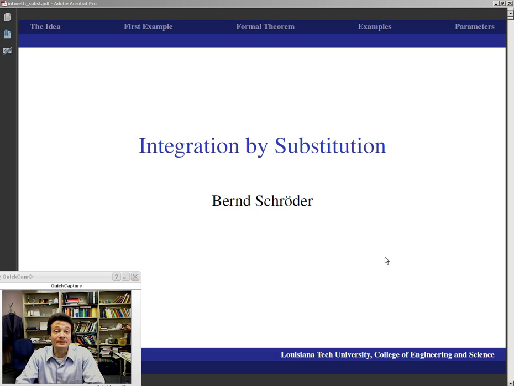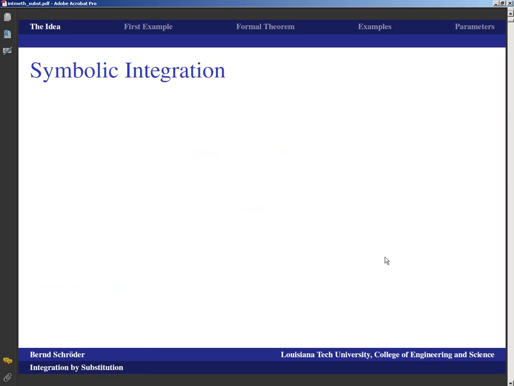Okay, now that we know the definition of the indefinite integral and now that we know what antidifferentiation is about, we need to talk about methods how to find antiderivatives, and there are three primary methods to find antiderivatives: substitution, integration by parts, and partial fractions. And so that's what this presentation as well as the next two presentations will be about. Well, let's see what we've got.